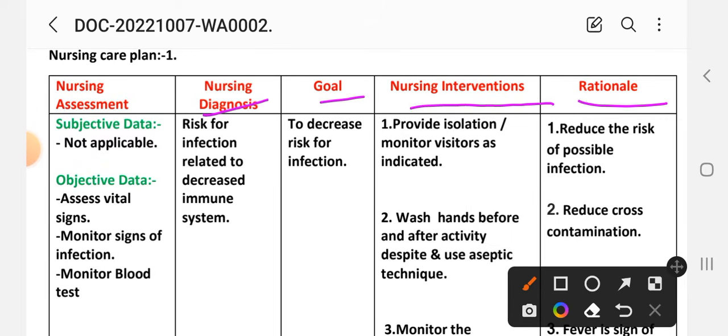Nursing intervention and rationale. First intervention: provide isolation, monitor visitors as indicated. The rationale is to reduce the risk of possible infection.